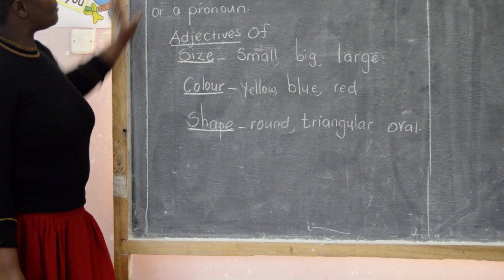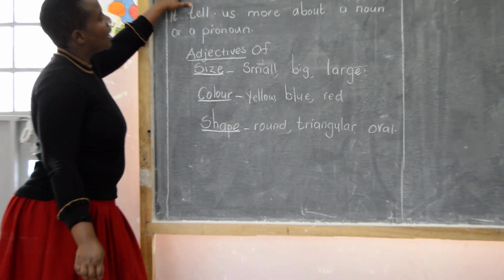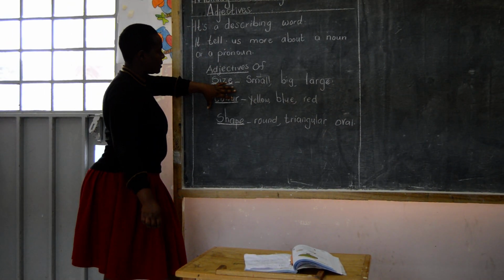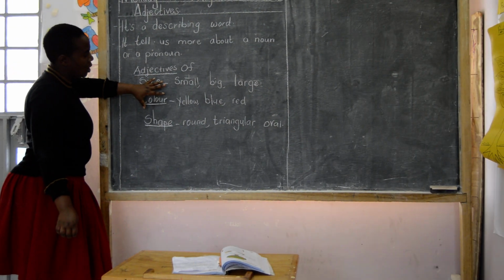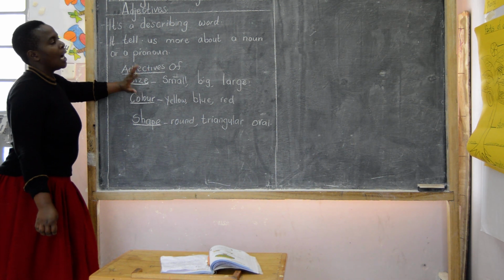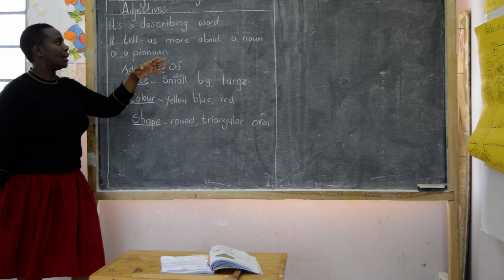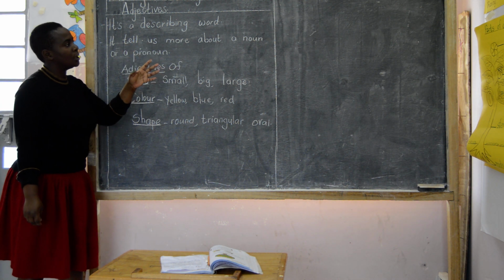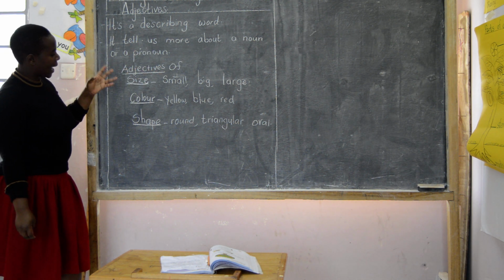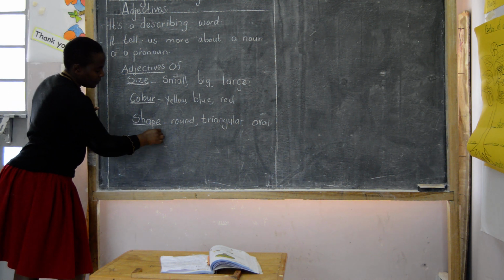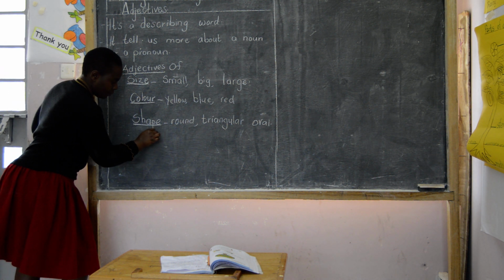So when we are talking about adjectives, we are talking about a word which is telling us more about a noun. And a noun is a word for people, things, or items.